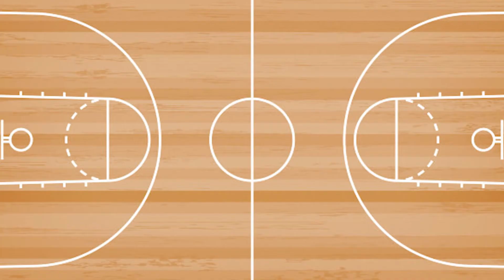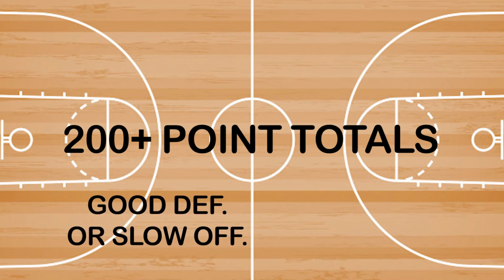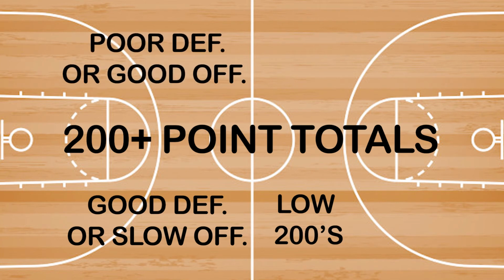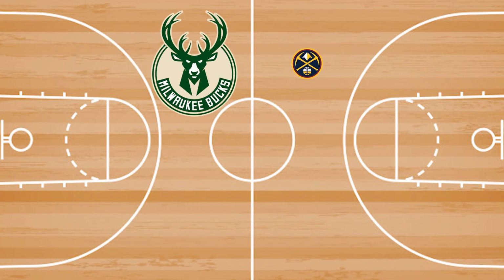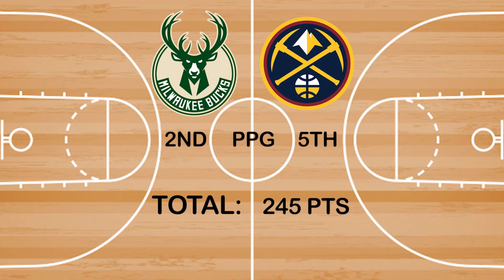Almost every NBA game is set above 200 points. Teams who play sound defense or score at a lower pace tend to have totals in the low 200s, where teams that play poor defense or have high rate scoring get totals close to the mid 200s. Let's say for instance Milwaukee is playing Denver. Both teams rank top 5 in points per game on the season, so you can expect them to have a high game total. Let's say 245 points for argument's sake.